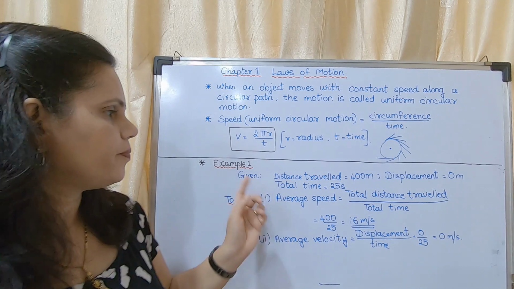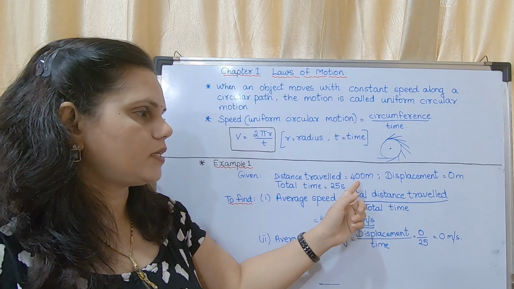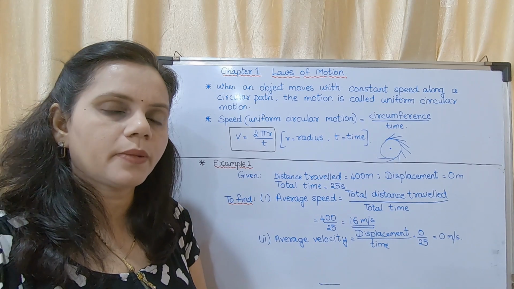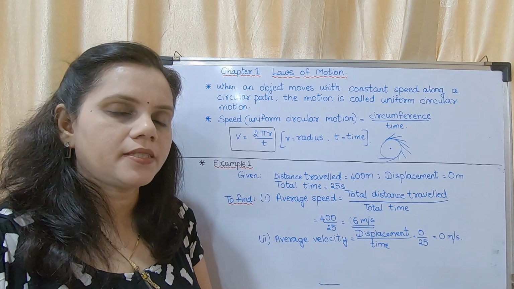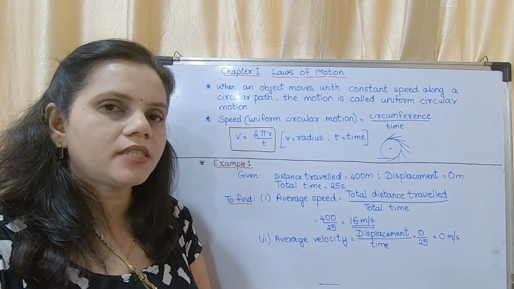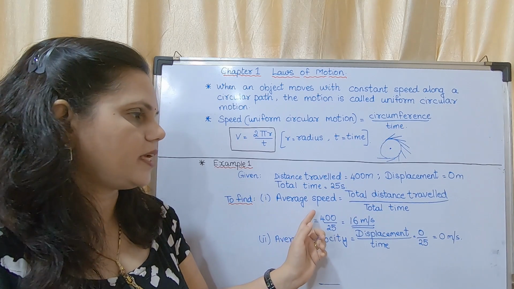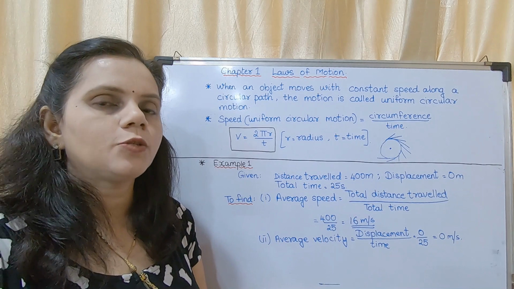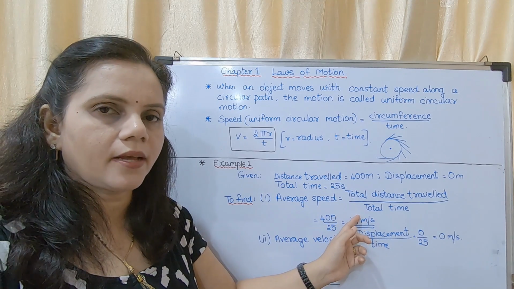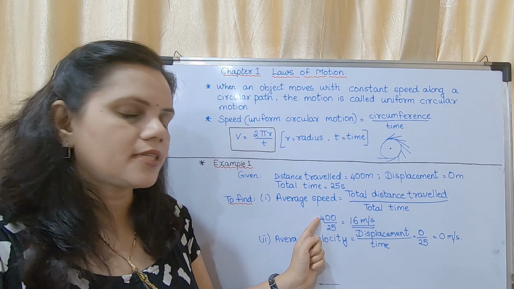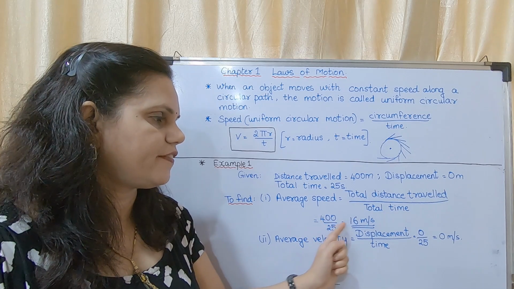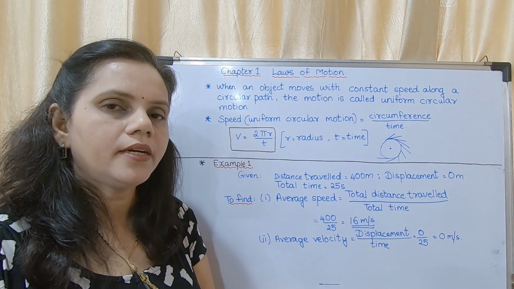Okay, I have done it here. What has been given? Distance traveled has been given as 400 meter. Displacement is 0 meters. Okay, why is displacement 0 meters? Because the person is returning back to his original position. Total time is given as 25 seconds. Average speed, first you have to find out average speed. Speed is equal to distance upon time, and average speed is equal to total distance traveled upon total time. What is the total distance traveled? It is 400. What is the total time? 25. 400 upon 25, you will get it as 16 meter per second.